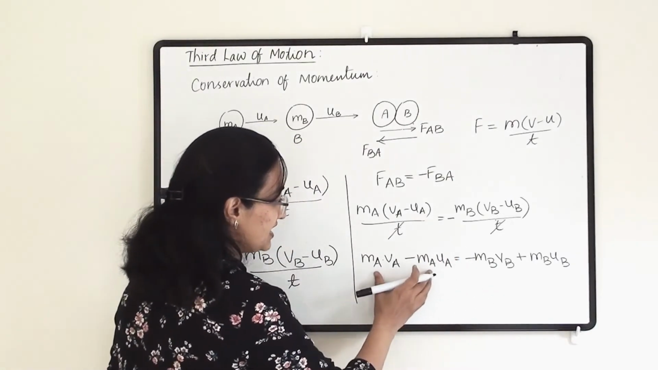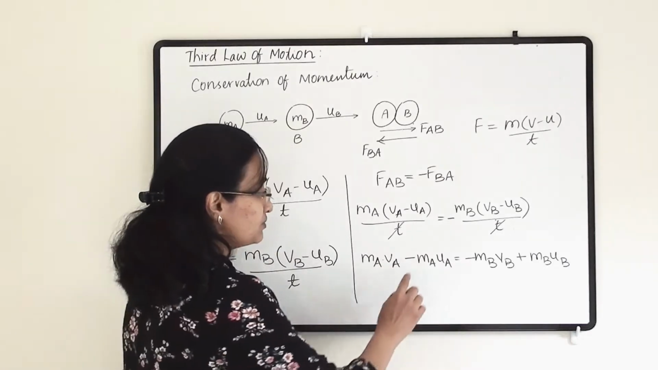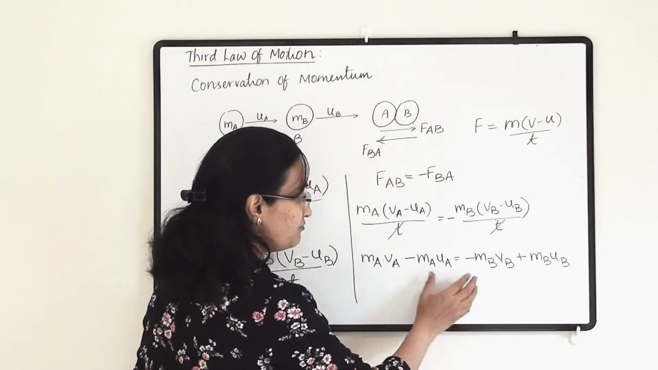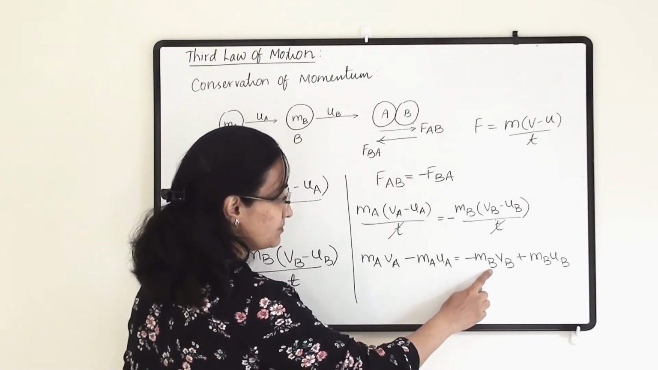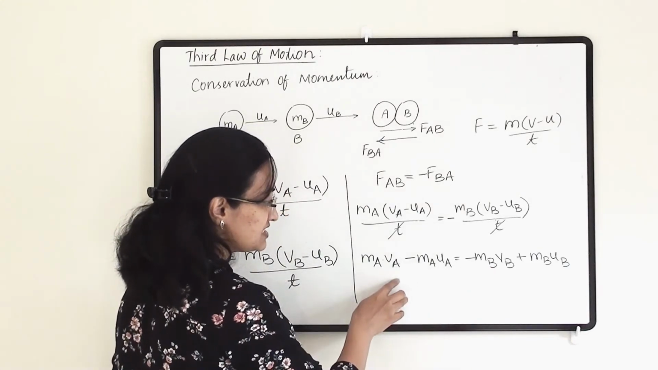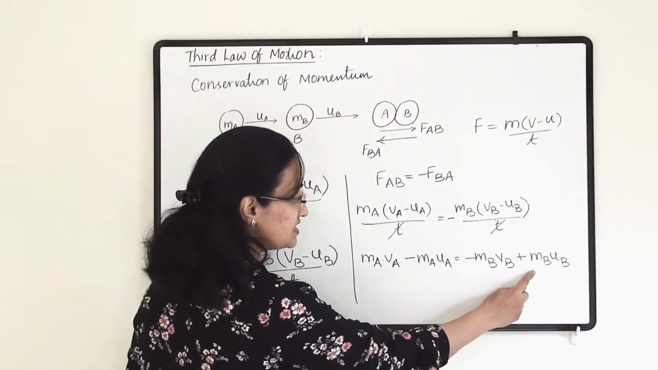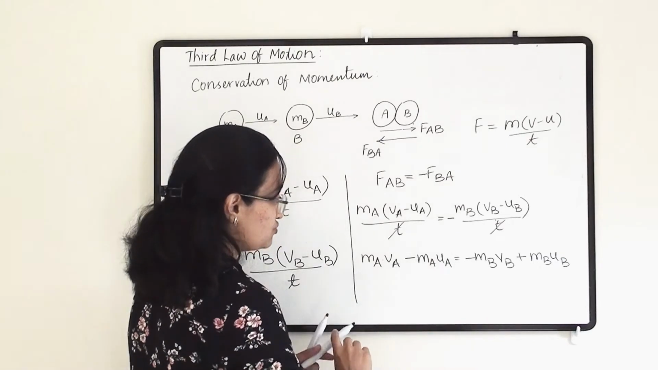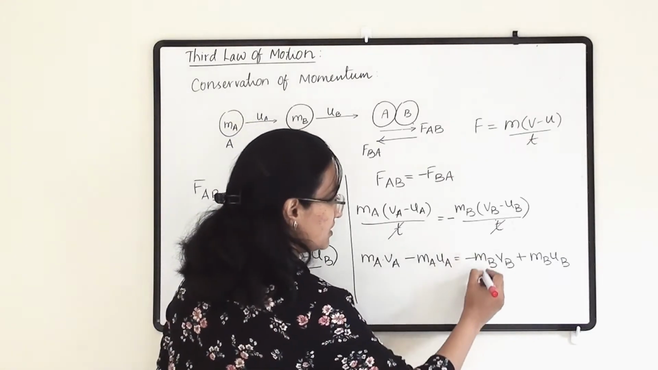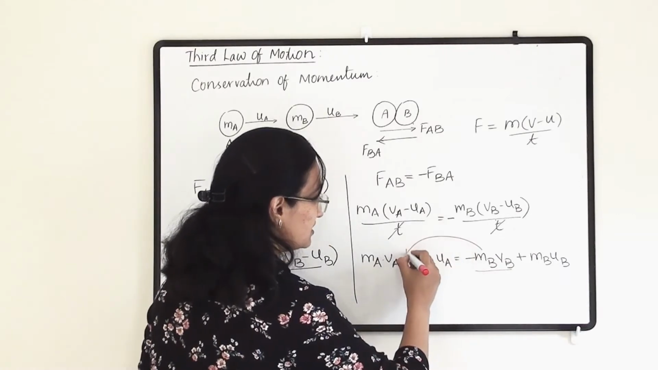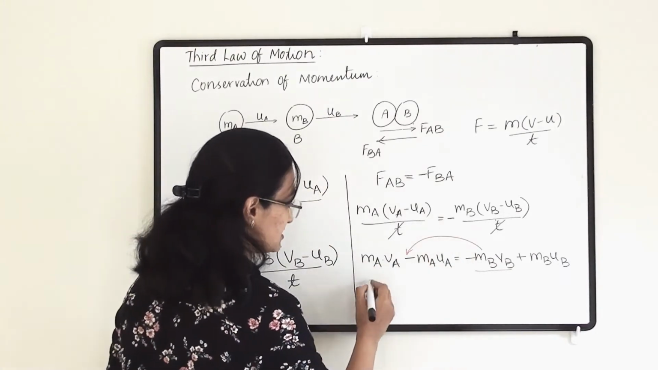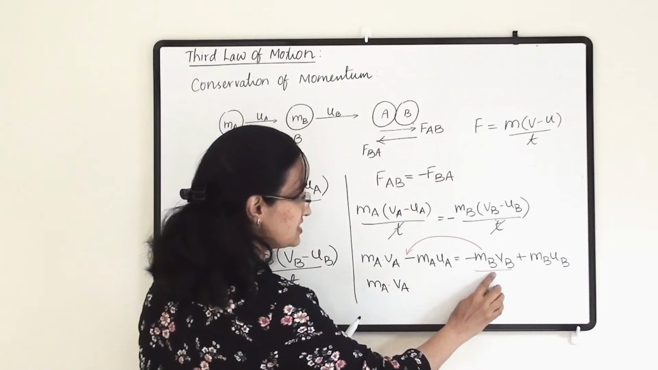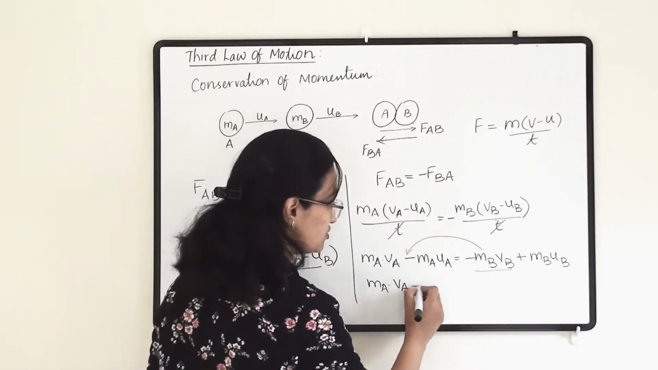So when we are taking A common here, now these two terms are negative and these two terms are positive. So if we are changing the side of this term, taking this term towards this side and this term towards this side, then both will become positive. So this term I am taking towards this side. So I am writing MA into VA, then I am writing this negative term. It will change its side, so it will become positive.